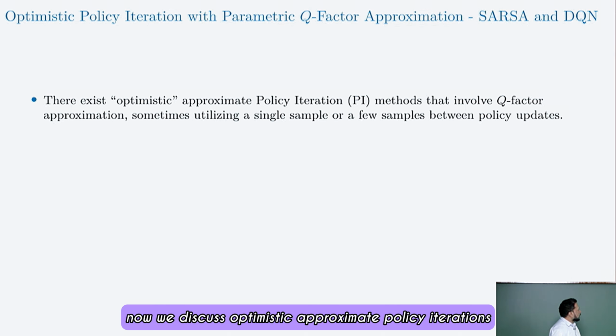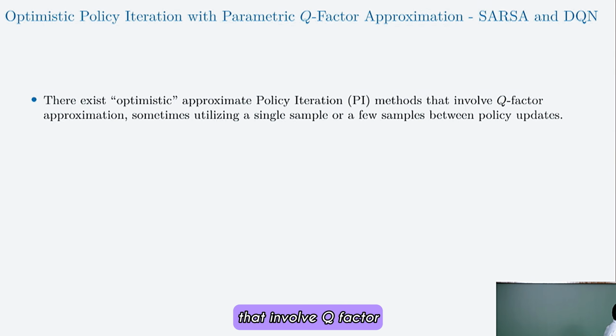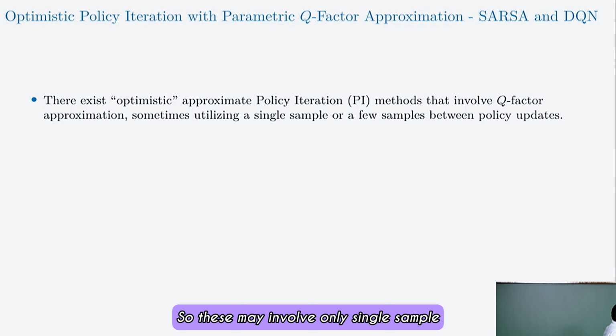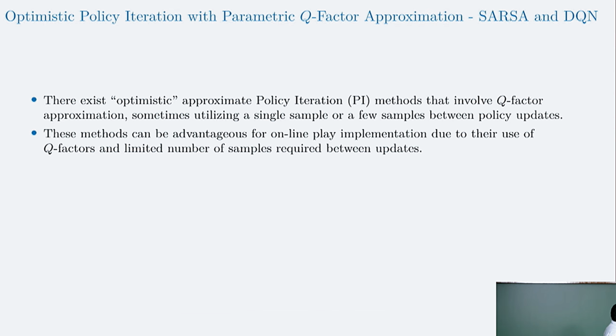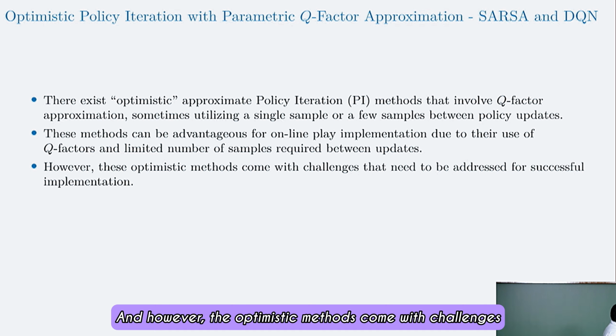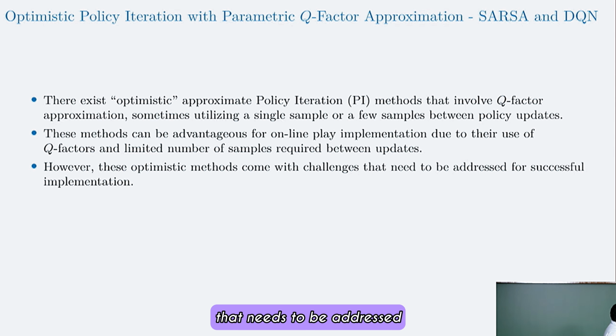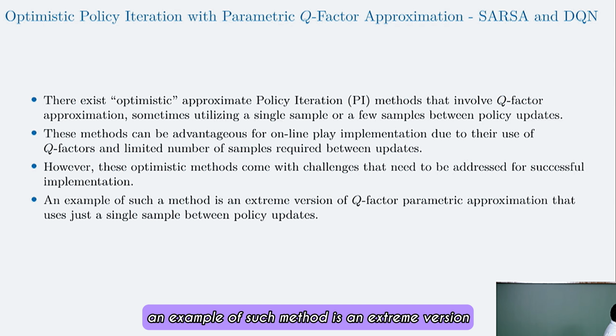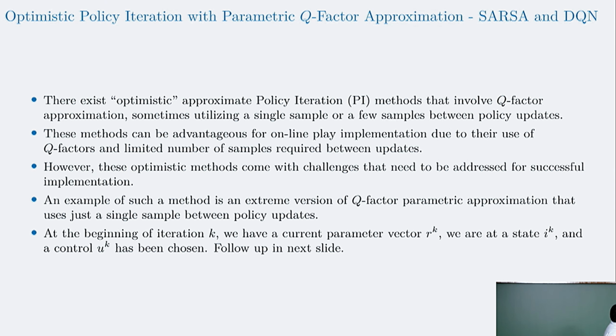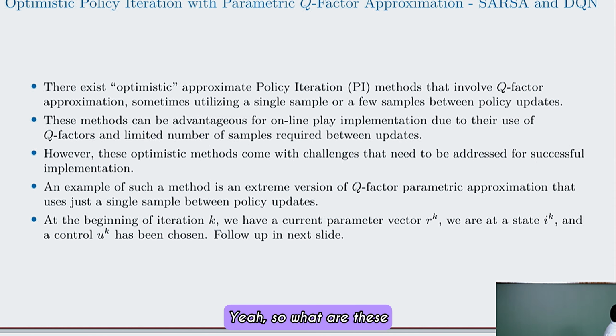Now we discuss optimistic approximate policy iterations that involve Q factors. These may involve only a single sample or only a few samples between policy updates. These methods can be really good for online play implementations, because the sample requirement is less. However, optimistic methods come with challenges that need to be addressed, since having a very small number of samples can create issues. An example is an extreme version of Q factor parametric approximation that uses just a single sample in the policy updates.